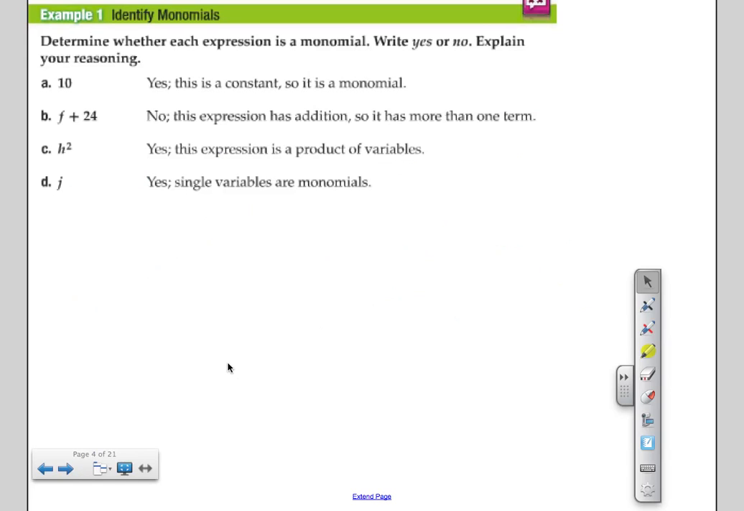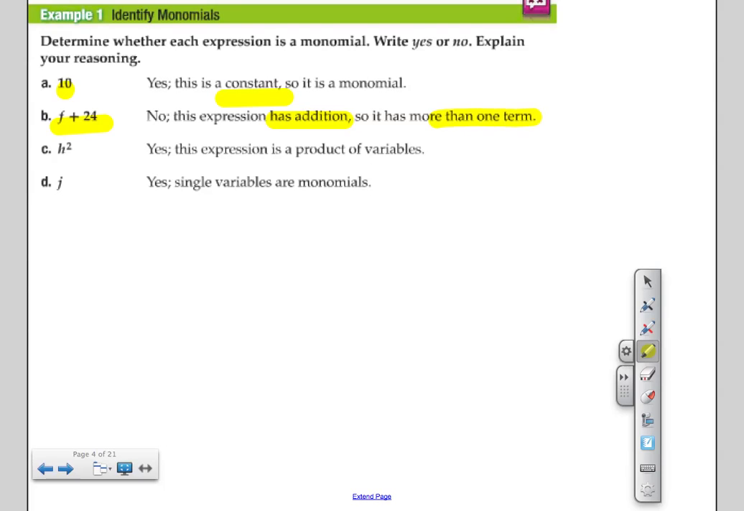Okay, let's look. Some of your homework's going to be identifying monomials. So let's just look at these. Is 10 a monomial? Yes, 10 is a monomial because it's a constant, right? It's a real number. So we remember that monomials are numbers, variables, and products, and positive exponents, okay? Is f plus 24? No, because there's addition. There are no operations in a monomial, right?